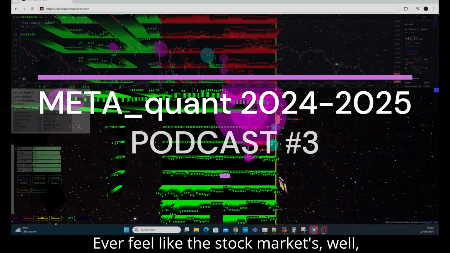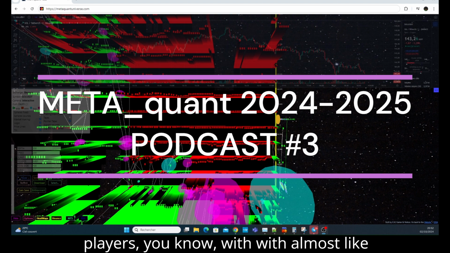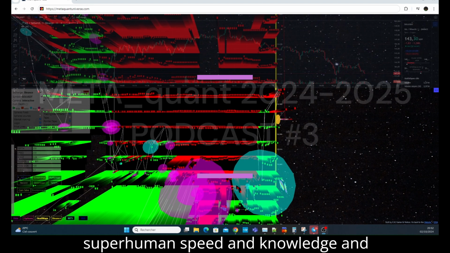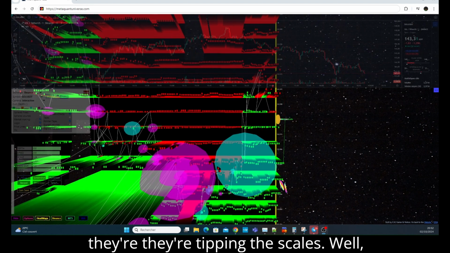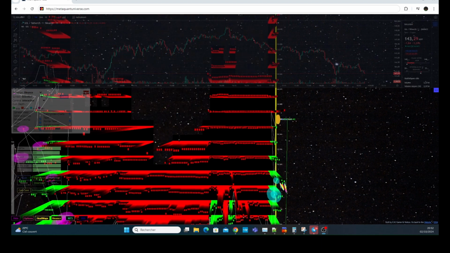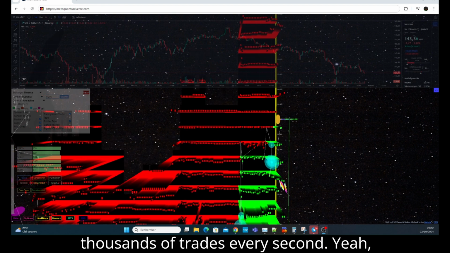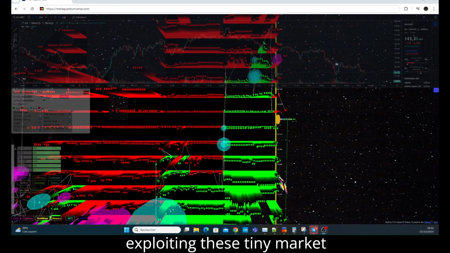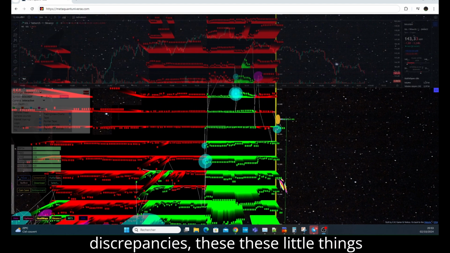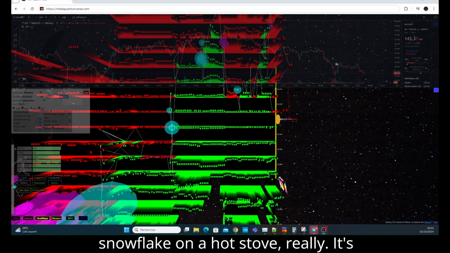Ever feel like the stock market's, well, kind of rigged? Like there are these players with almost superhuman speed and knowledge, and they're tipping the scales. Well, you're not far off. Today we're going deep on high-frequency trading, HFT, where algorithms are making, get this, thousands of trades every second, exploiting tiny market discrepancies, these little things that vanish faster than a snowflake on a hot stove.